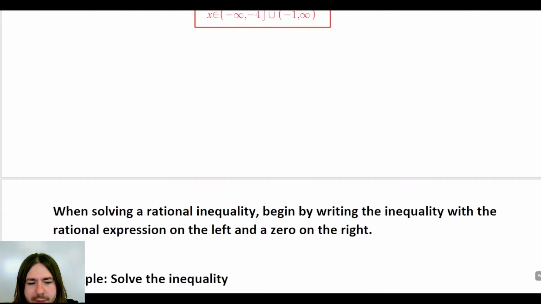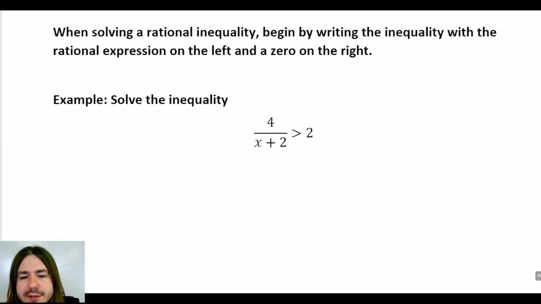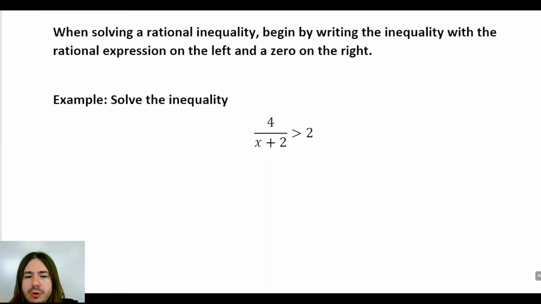Let's look at the next example. Now, this one's going to be a little bit different. Notice that we don't have a 0 on the right-hand side, and so that's something that you're going to have to take care of up front. Okay, you're going to want to get your inequality, if it's a rational inequality, to basically look like a big fraction on one side and then 0 on the other side.